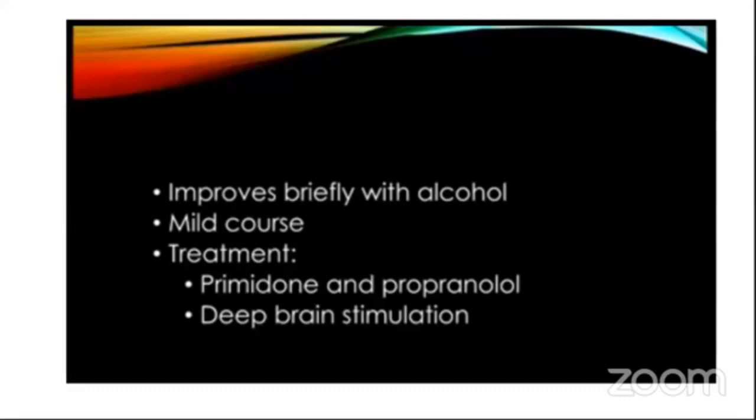But primidone is a very good drug. It's the oldest drug. It is used as an anti-epileptic drug, but it can be used in essential tremor with very good effect. And sometimes we may need the combination of primidone and propranolol. If all the drugs fail and this tremor hampers daily activities very significantly, we should go for deep brain stimulation.